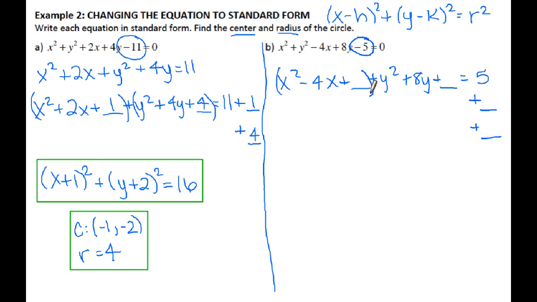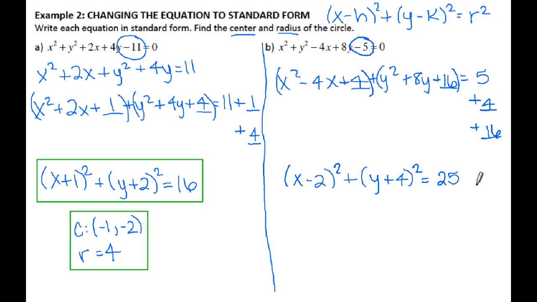So for my x's, I'm taking half of -4 and squaring it. For my y's, taking half of 8 and squaring it. And then from there I can just go ahead and combine, so I can factor my quadratic terms. So that gives me (x minus 2) squared plus (y plus 4) squared equals 5 plus 4 is 9 plus 16 is 25. My center for this is going to be at (2, -4). Radius is 5.